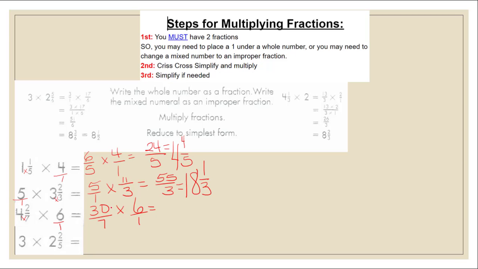30 times 6, take off your 0. Multiply 3 times the 6, 18. Put the 0 back at the end. 7 times 1 is 7. So I have an improper fraction, so I need to make it into a mixed number. 180 divided by 7, that puts bottom dog outside the house, top dog inside the house.